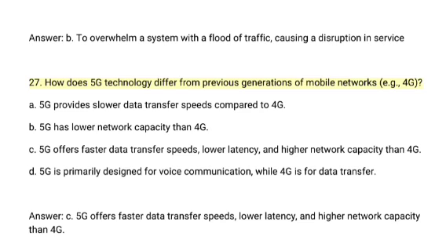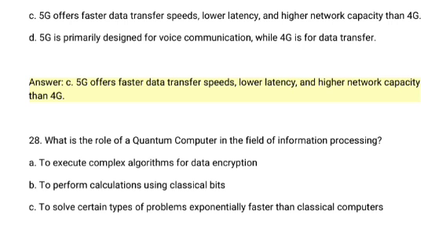27. How does 5G technology differ from previous generations of mobile networks, e.g., 4G? A. 5G provides slower data transfer speeds compared to 4G. B. 5G has lower network capacity than 4G. C. 5G offers faster data transfer speeds, lower latency, and higher network capacity than 4G. D. 5G is primarily designed for voice communication, while 4G is for data transfer. Answer. C. 5G offers faster data transfer speeds, lower latency, and higher network capacity than 4G.